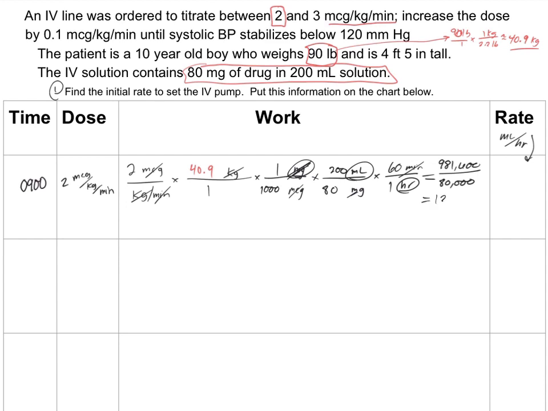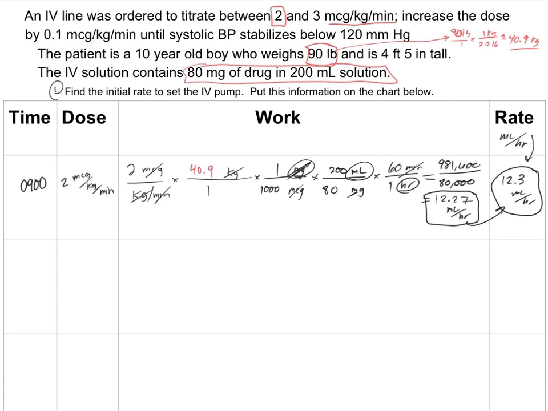exactly 12.27. I need this exact value, right? That's the exact value. It's going to be very important that I get the exact value. But knowing that information, that's great. That's the exact value of this division problem. But what am I going to set the pump for? The pump needs to be set to the 10th place. So to set the pump, I will set the pump to 12.3 milliliters per hour.